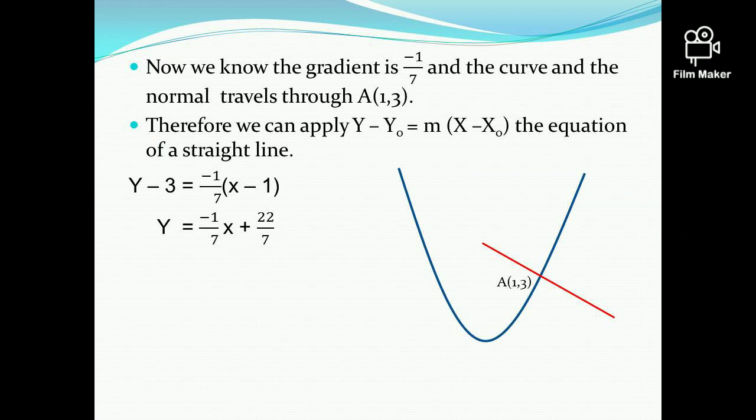Now we know the gradient of the normal is minus 1 over 7 and it passes through the coordinate A equals (1, 3). Therefore, if you substitute these figures into the equation of a straight line, y minus y naught equals m times (x minus x naught), where m is the gradient and (x naught, y naught) is the coordinate, you receive the answer y equals minus 1 over 7 x plus 22 over 7.